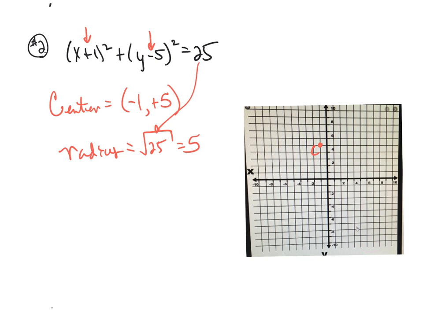So I've traveled 1 to the left and gone up 5. And then because the radius is 5, I want you to go up 5, down 5, right 5, 1, 2, 3, 4, 5, and left 5, 1, 2, 3, 4, 5. I think I got that okay. And then through those 4 points, just do the best you can to draw yourself a decent circle.